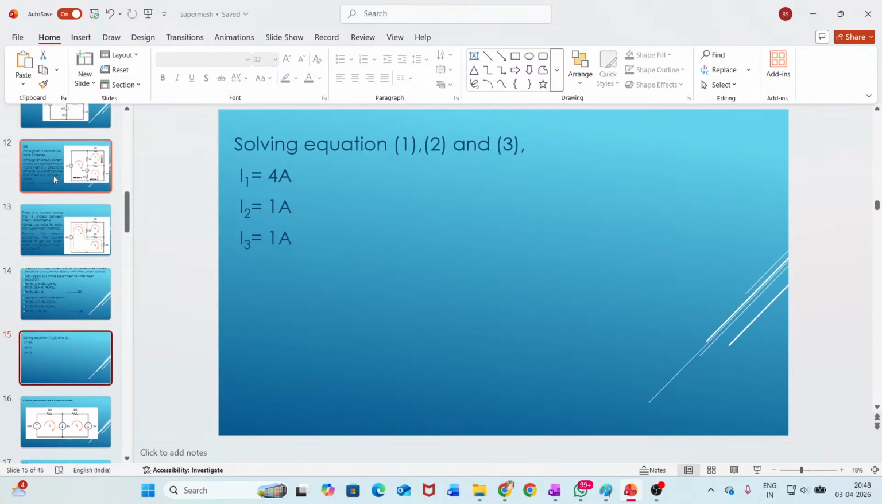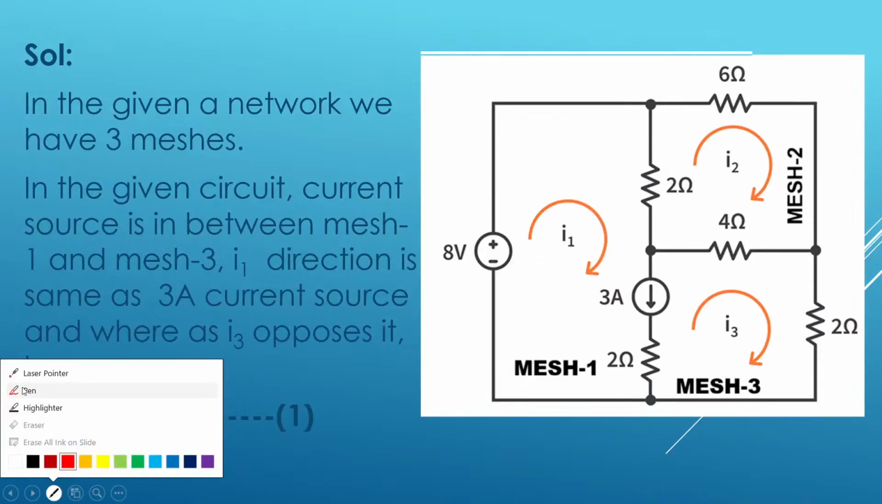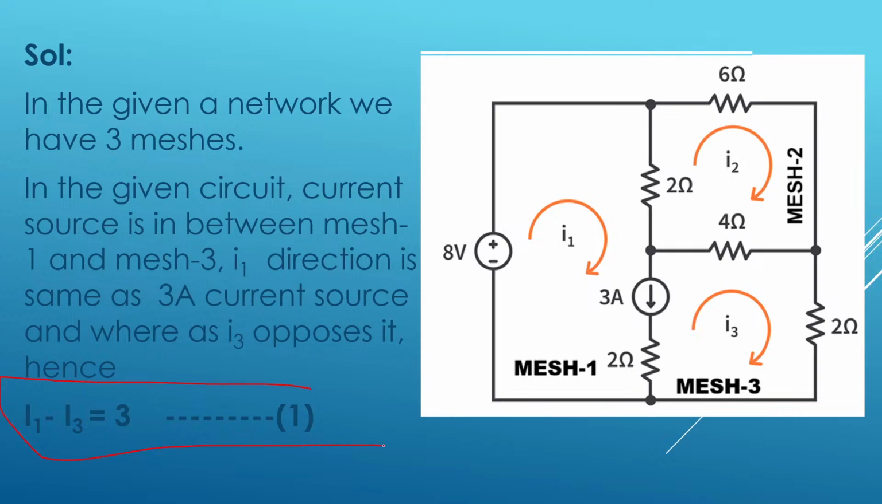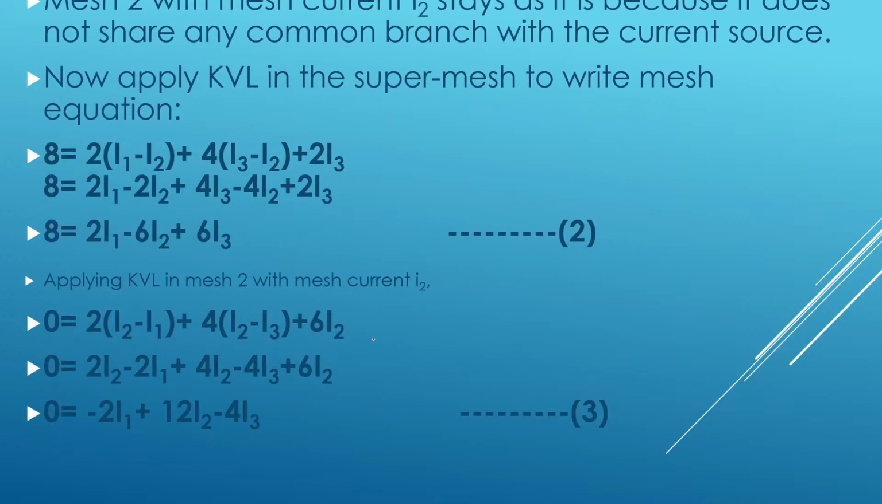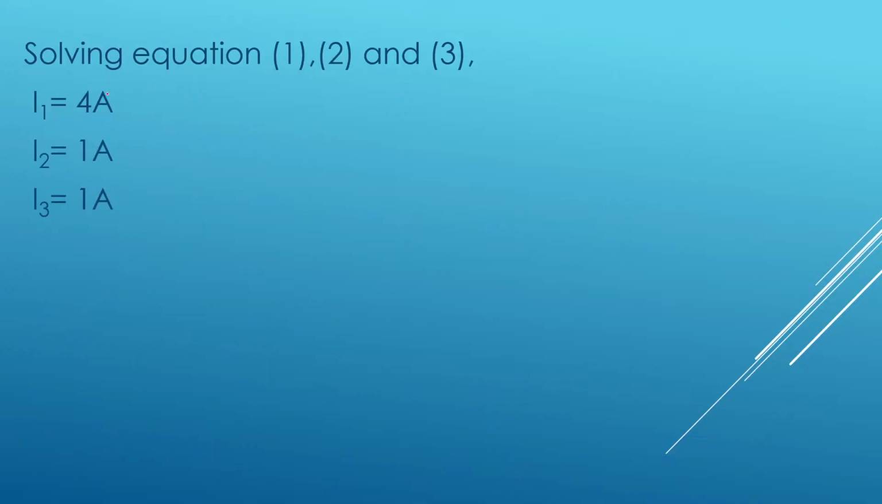So what is our equation 1? So this is our equation 1. I1 minus I3 equal to 3. Next, equation 2 is this one: 8 is equal to 2I1 minus 6I2 plus 6I3. Next, the third equation is 0 equal to minus 2I1 plus 12I2 minus 4I3. Substitute these three equations in your scientific calculator. You will get I1, I2 and I3. So I have got I1 as 4 amperes, I2 as 1 ampere, I3 as 1 ampere.